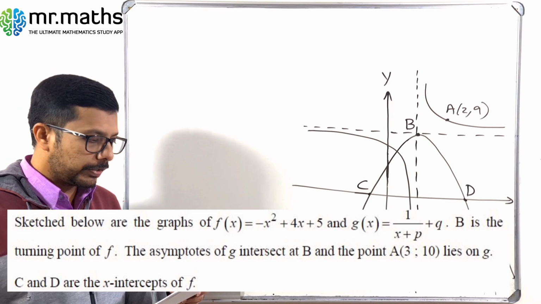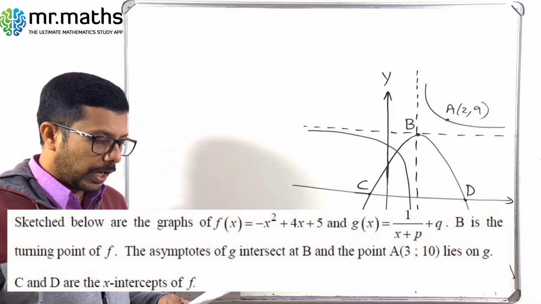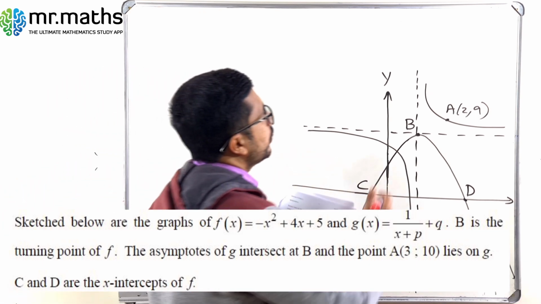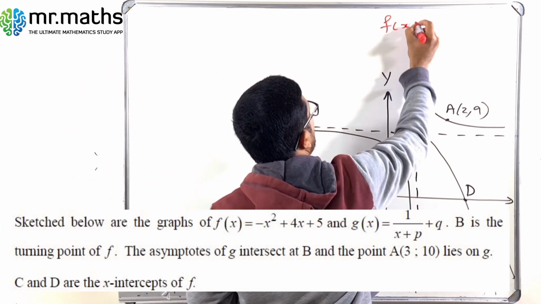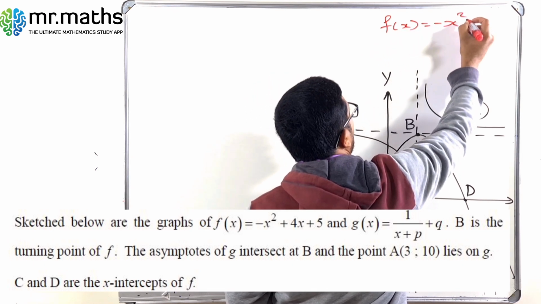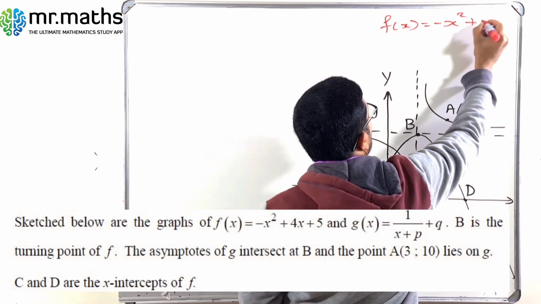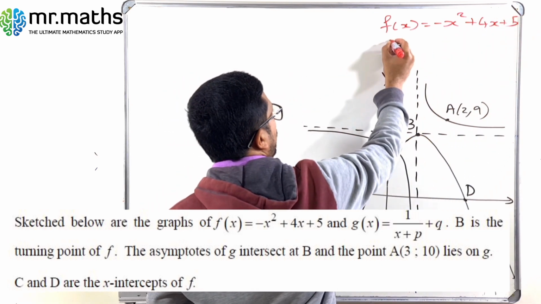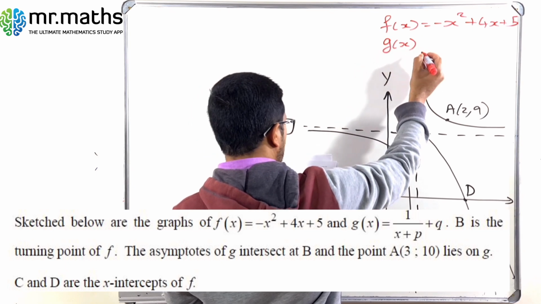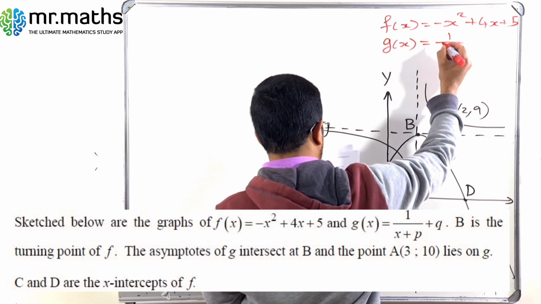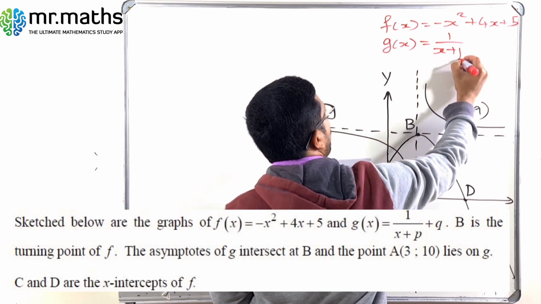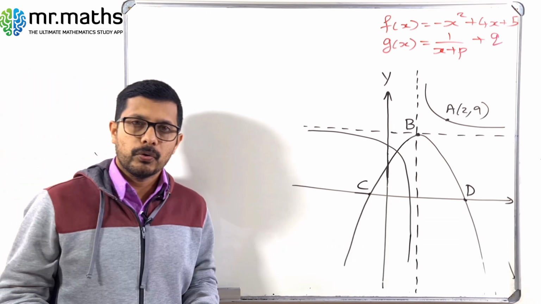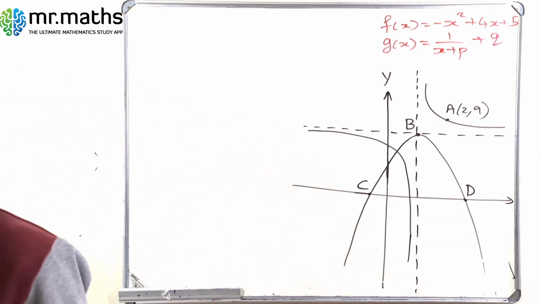Now look at what is the question given. Sketched below are the graphs of f of x is equal to minus x square plus 4x plus 5. So there is an equation given like that, f of x, and another equation g of x, that is 1 over x plus p plus q. So there are two equations given. One is f of x and the other one is g of x.